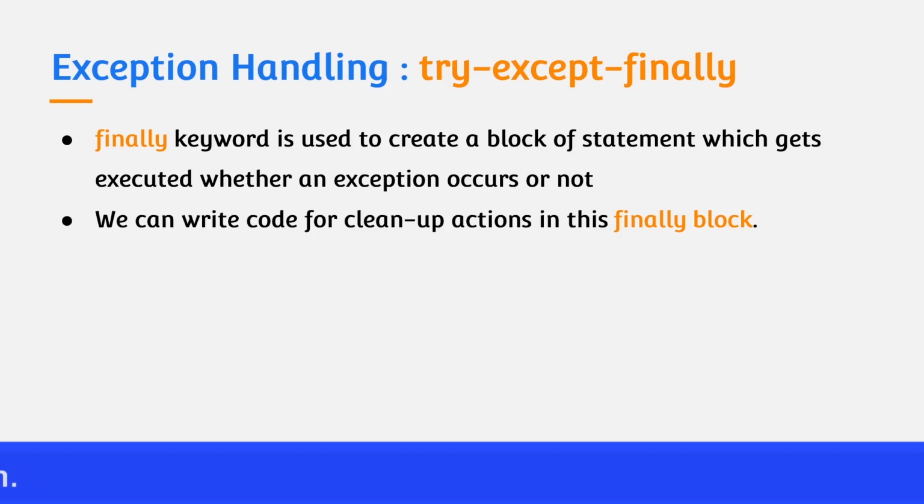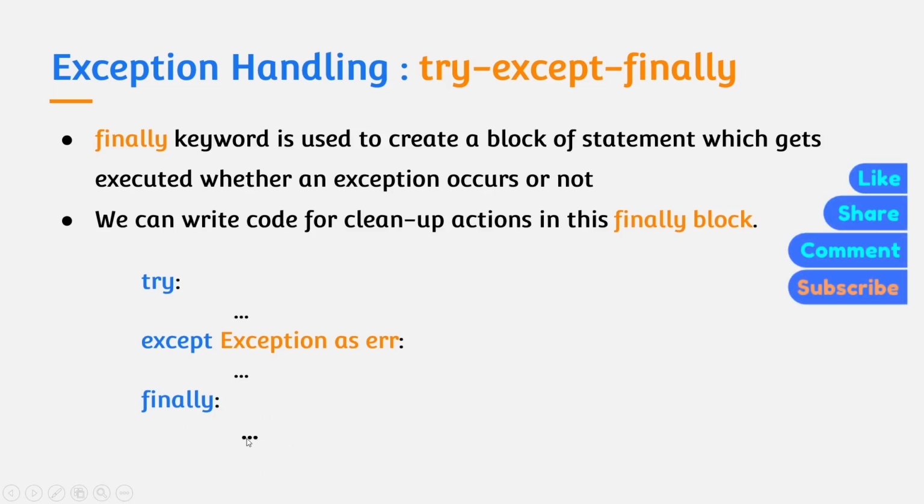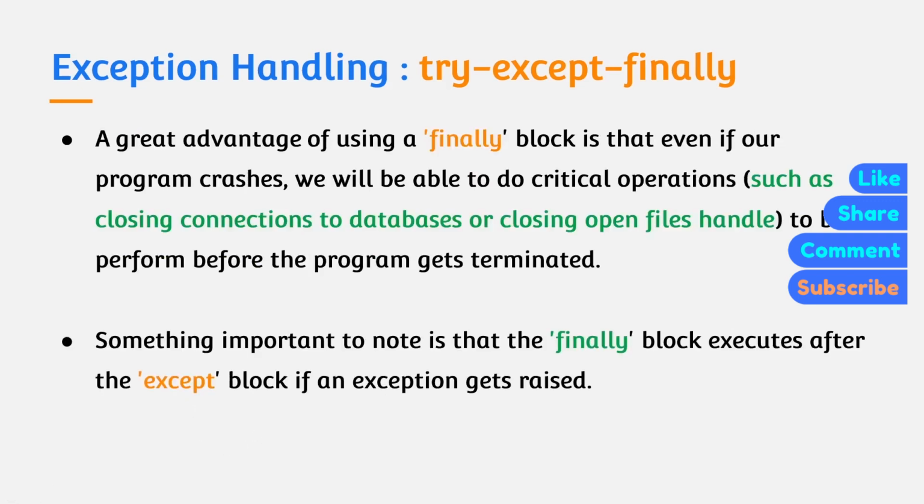The syntax of the try except finally block is like this. Here is the try keyword and the statements within the try block. Then we have except, the name of the exception, and the object of this exception, and then a block of statements to handle this exception. Then we have the finally keyword and the block of statements under the finally block. Here we can define that cleanup action, means we can write code for closing a file or database connection. A great advantage of using the finally block is that even if our program crashes, we will be able to do these critical operations such as closing the connection to the database or closing an open file handle.